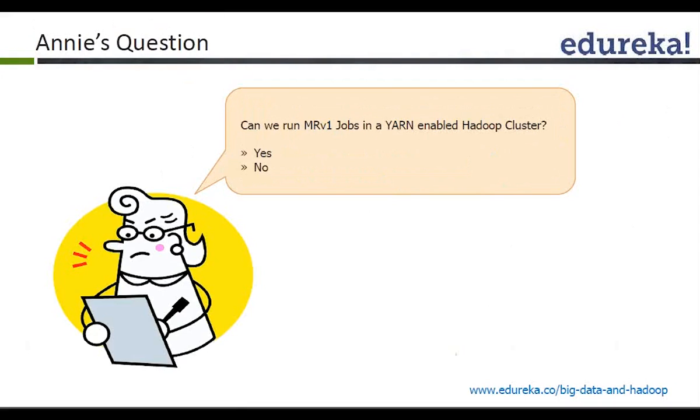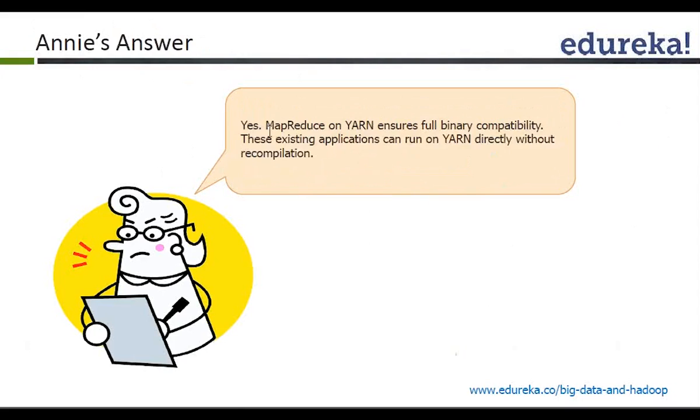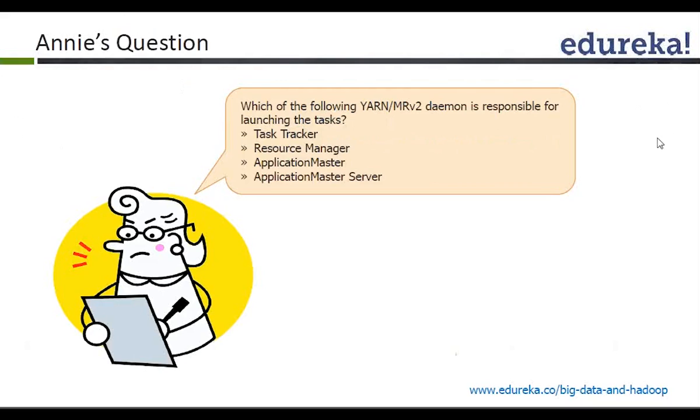So can we run MapReduce jobs in a YARN-enabled cluster? That means I have written some code in my Gen 1. Can I run it in Gen 2? Let me go ahead. Yes. Because MapReduce on YARN ensures full binary compatibility, and you can run it without any recompilation because there is backward compatibility.